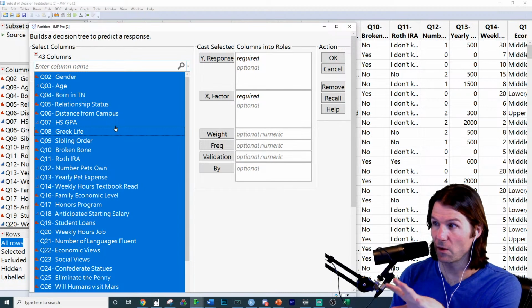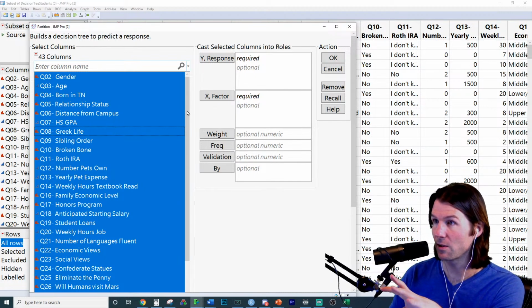So make sure you're not using your identifiers. Do not have the identifiers here. Do not put the identifiers over here. Identifiers or things that act like identifiers do not go over there.